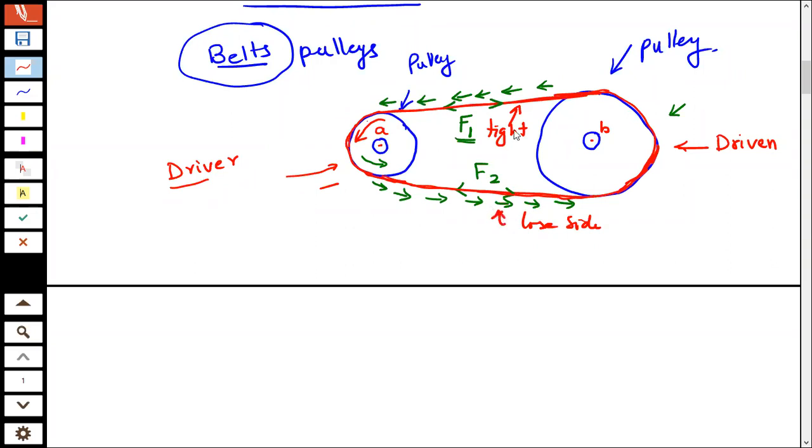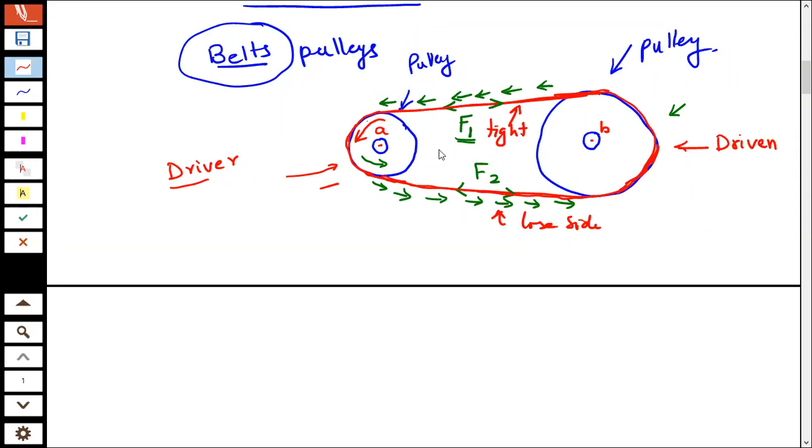So this one is the loose side of the belt and that one is the tight side of the belt. Now, if I change the direction of rotation and make it like this, what is going to happen? This one is going to become the loose side and this one is going to become the tight side then. Okay? It is going to be opposite, right?